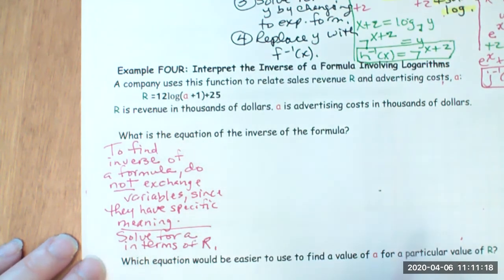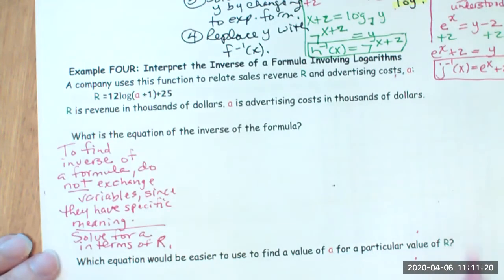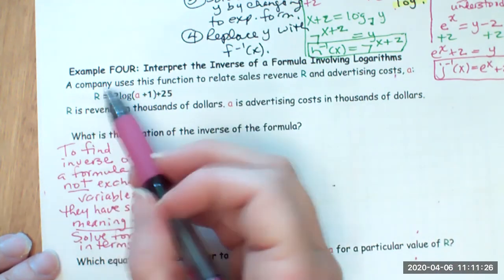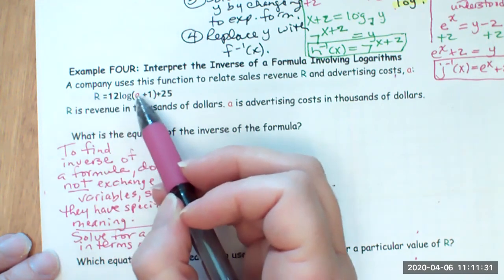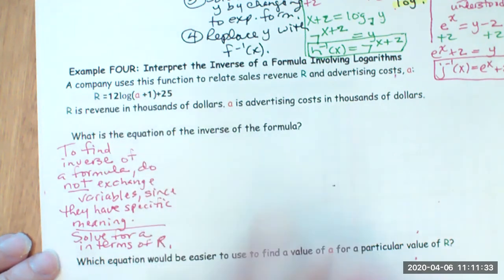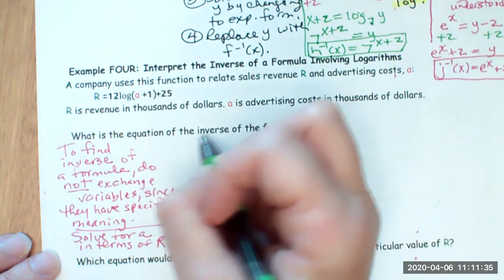Okay, that's what we're going to do to find the inverse formula. I'm going to use the same colors that I've got here: green for the R, and I think this is red, but we'll use pink for A. All right. I'll rewrite the formula here.